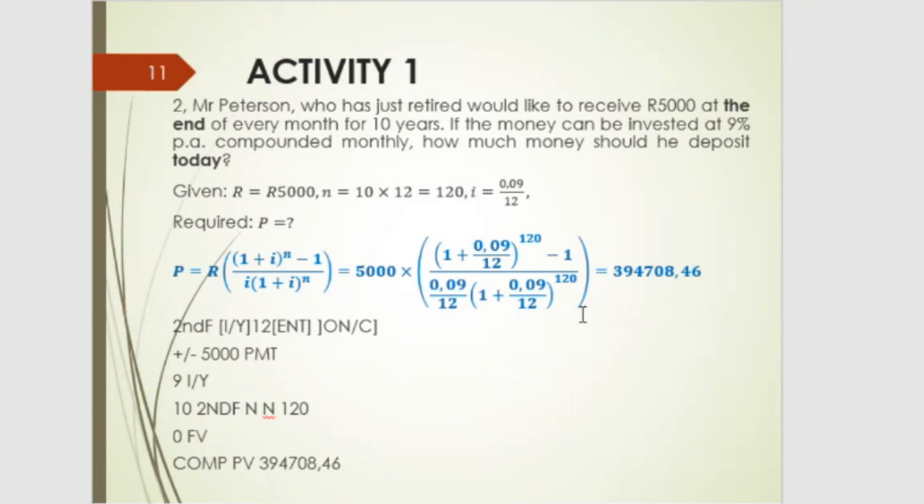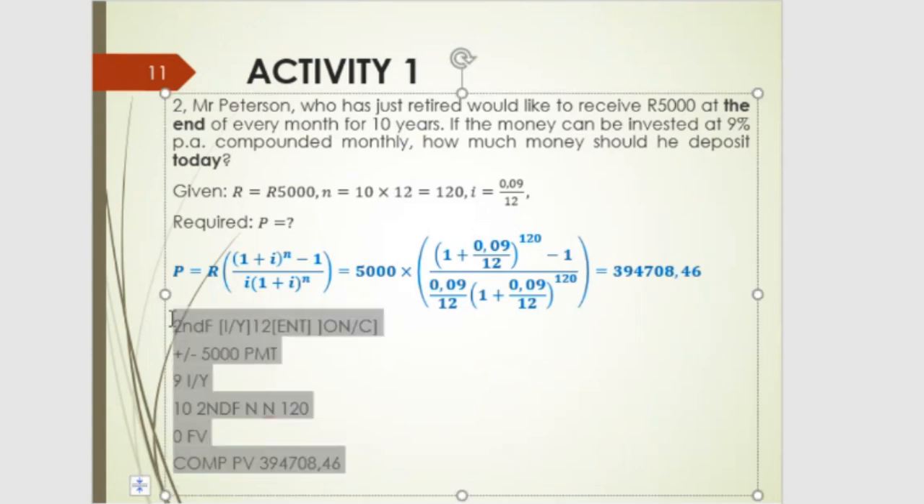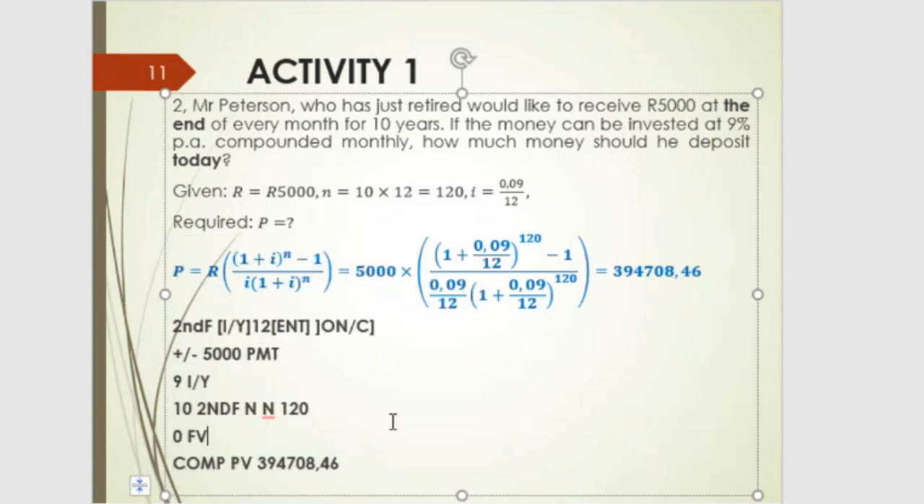All right, we find that it's going to be 394,708.46. I also used the financial calculator, a Sharp EL-738F model. It confirmed that the answer is still the same. So if you follow those procedures here, you can arrive at that answer.